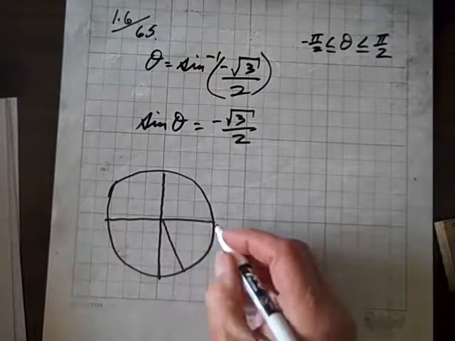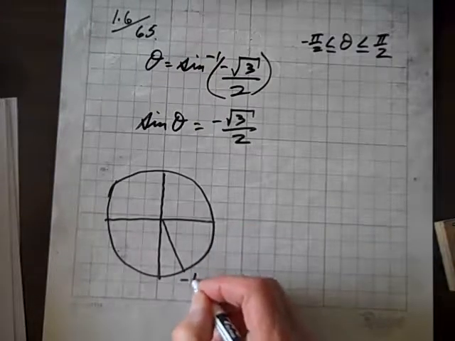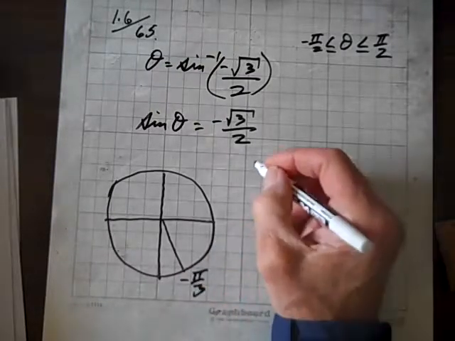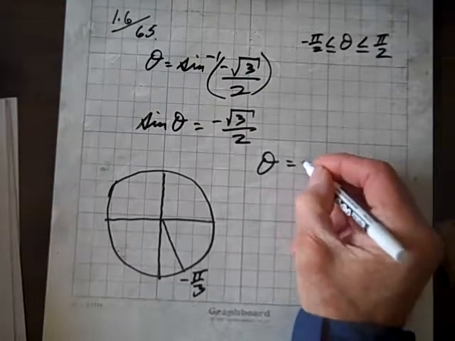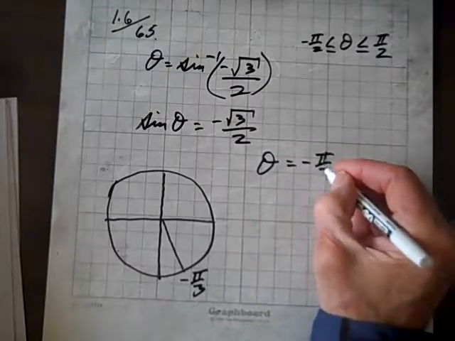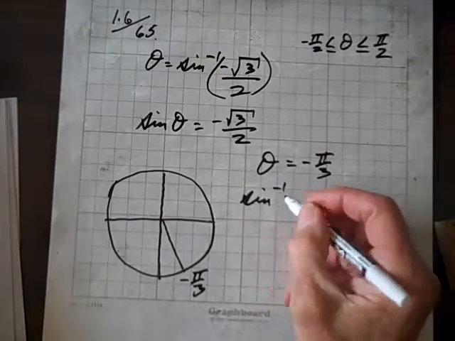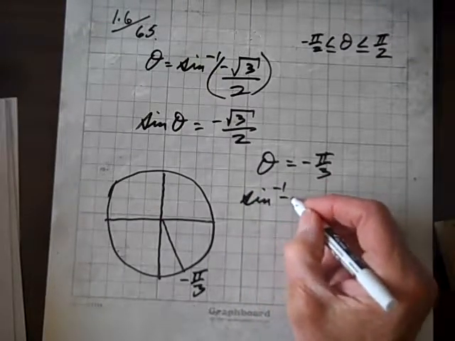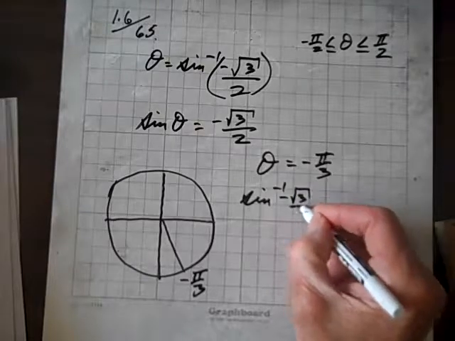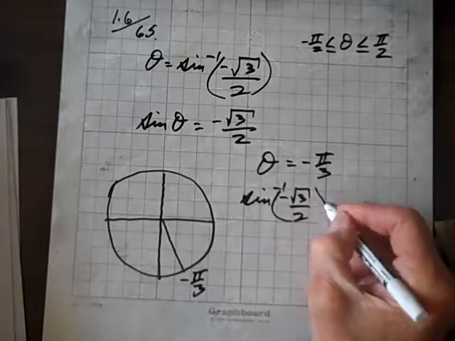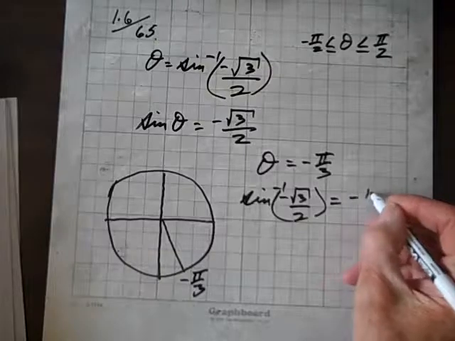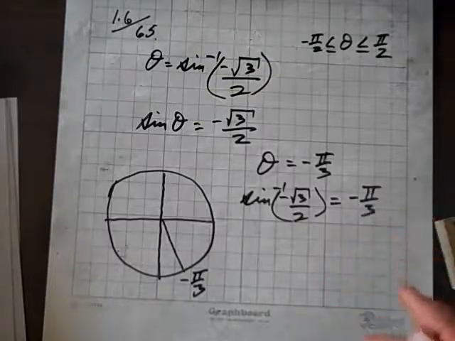And what's that angle? Well, it's going to be negative pi over 3. So theta equals negative pi over 3. Therefore, the inverse sine of negative root 3 over 2 equals negative pi over 3. And we're done.